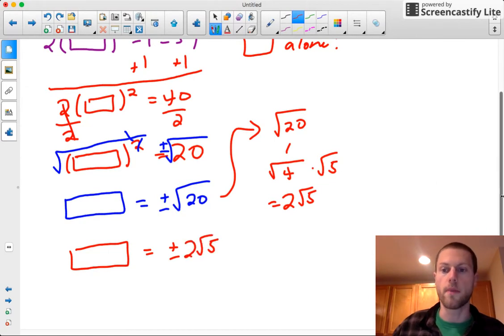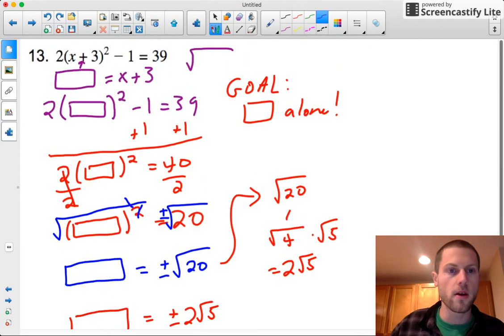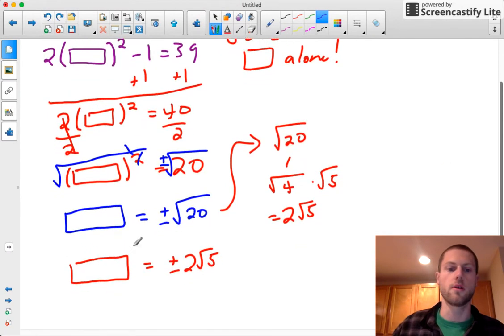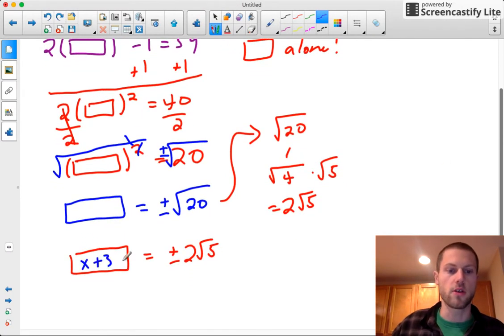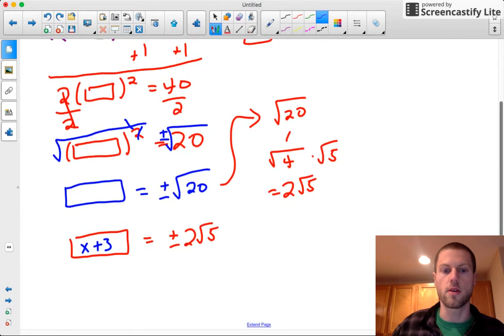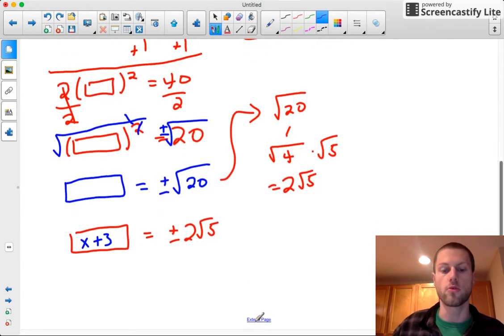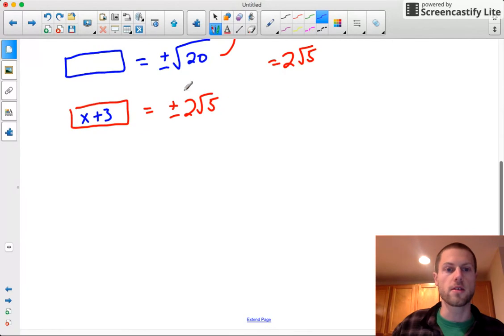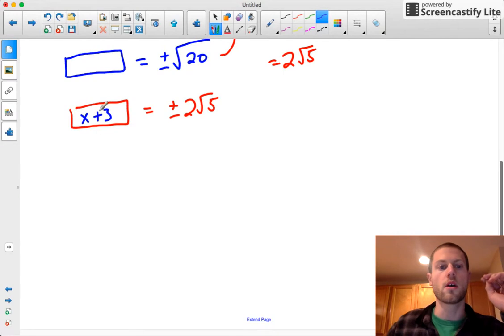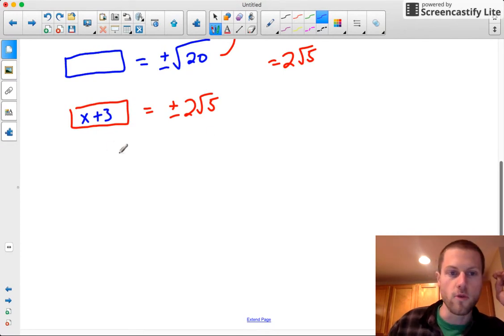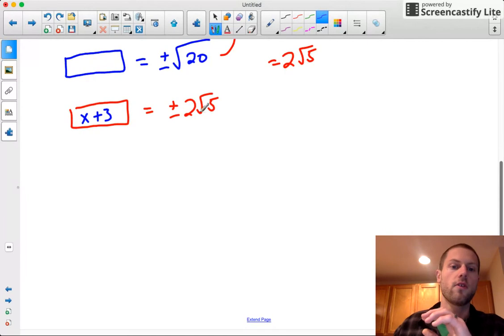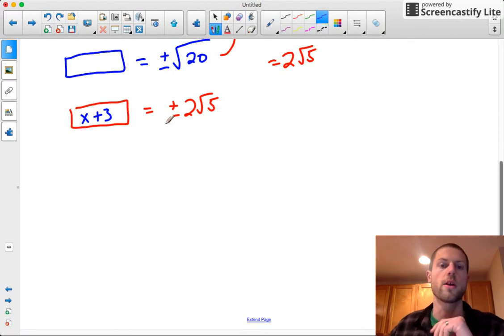But I know what that box is, or I know what's inside the box. I can't remember what it is. Let's scroll up. Yes, x plus 3. So I have x plus 3 could equal either the positive or negative 2 root 5. And since I don't really have these nice integer numbers that are going to combine with this 3 when I move this 3 over, I'm going to leave this positive and negative root in just the plus or minus symbols, or plus or minus form.